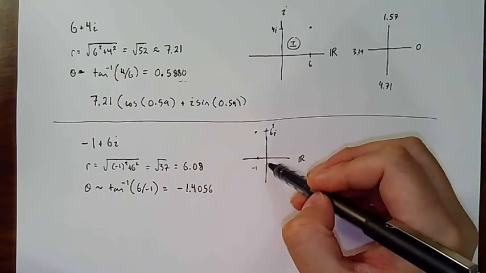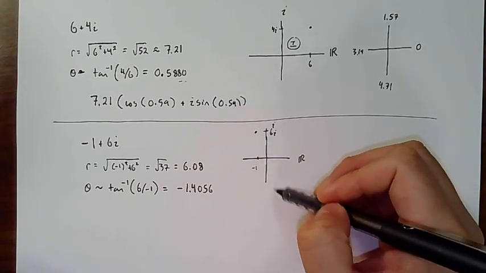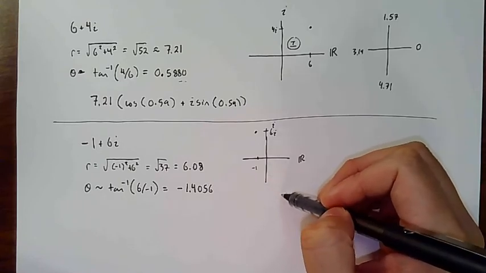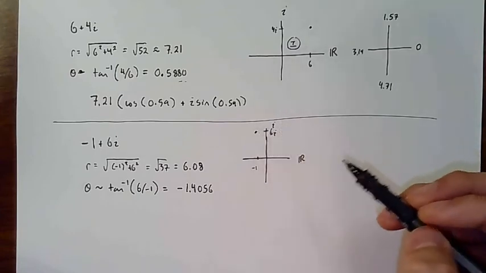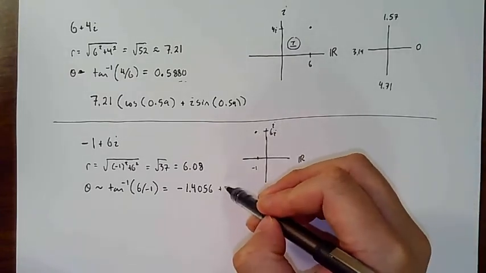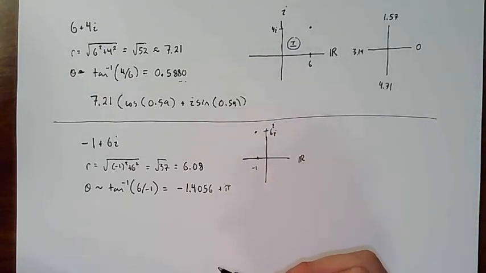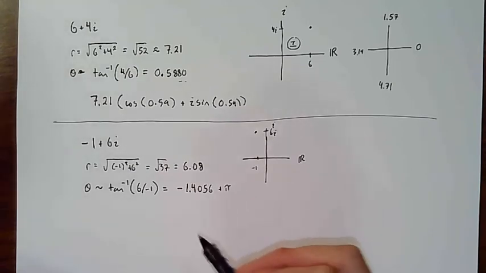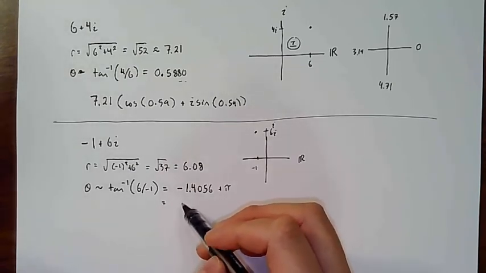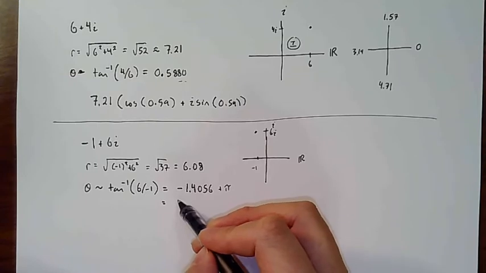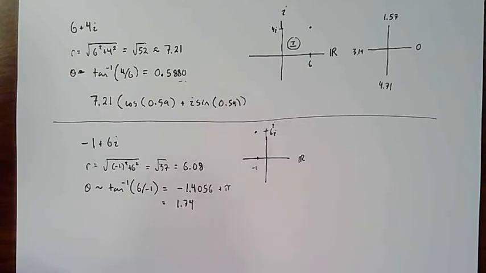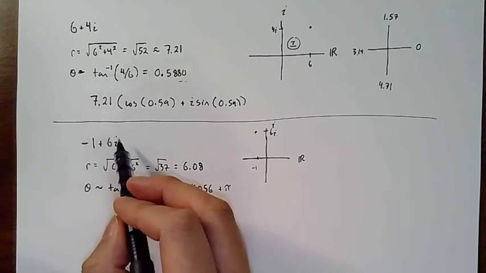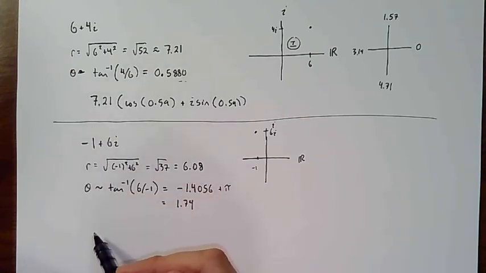And our angle that was returned is somewhere down here. So we don't need to get all the way back around. We only need to get halfway around. So that means that we're going to add pi. And after you add pi and round, you get 1.74. And so we can convert this to trigonometric form using our r and theta.